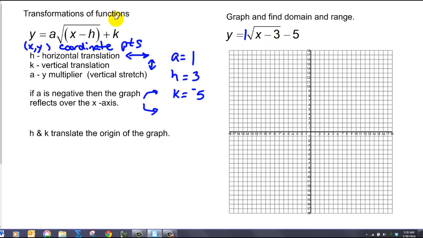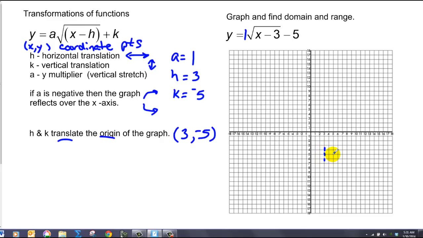Given that h and k translate the origin of the graph, then my hk value translates my origin to the point 3, negative 5. So let's locate that on my graph. If I go over 3 and down 5, that puts me right here.